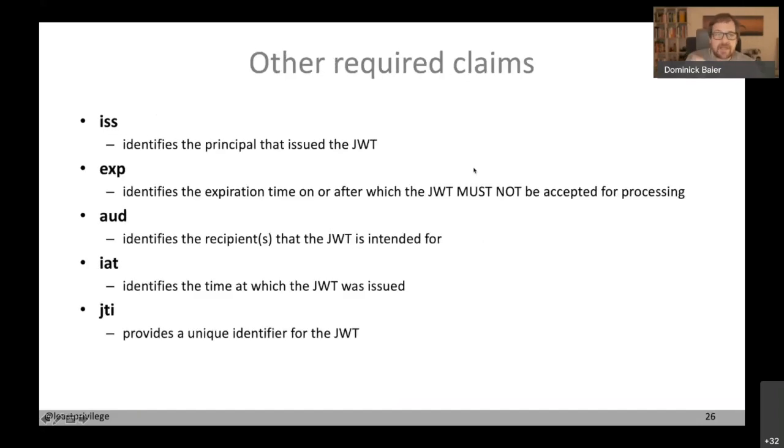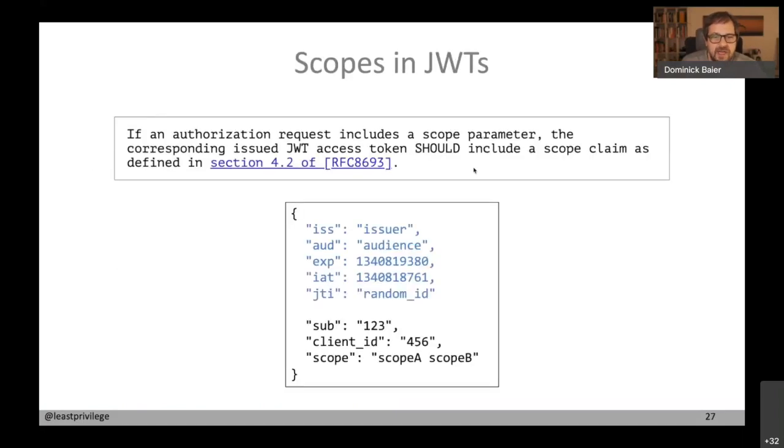The other required claims that are now in that RFC are the issuer claim, expiration, audience, issued at, and JTI for providing a unique identifier for things like replay attacks. So that's basically how one of these tokens could look like. You have an issuer, an audience, an expiration, an issued at, a random ID, subject ID, client ID, and the list of scopes that got granted at token issuance time, so that the resource that receives the token can make authorization decisions. So that's how that would look like.